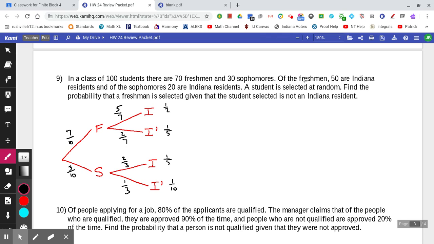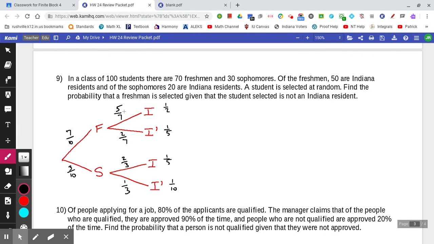This one's a little bit different then, because it says of the freshmen, 50 are Indiana residents, and of the sophomores, 20 are Indiana residents. So we're not going from 10 to 9. What we're doing here is we're restricting our denominator to be the freshmen. So remember that there were 70 freshmen, and it says that 50 are Indiana residents, so this would be 50 out of 70, which reduces down to 5 out of 7. So complement rule, that means that not Indiana freshmen would be 2/7.